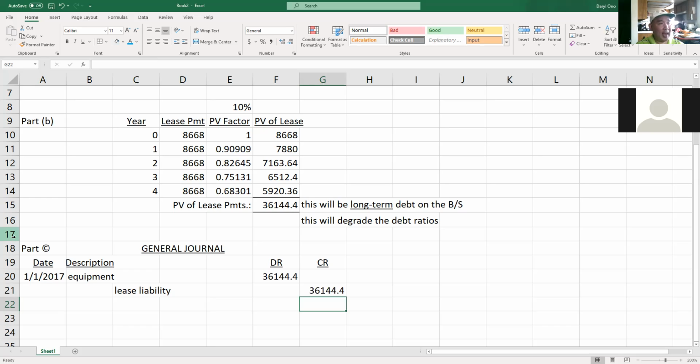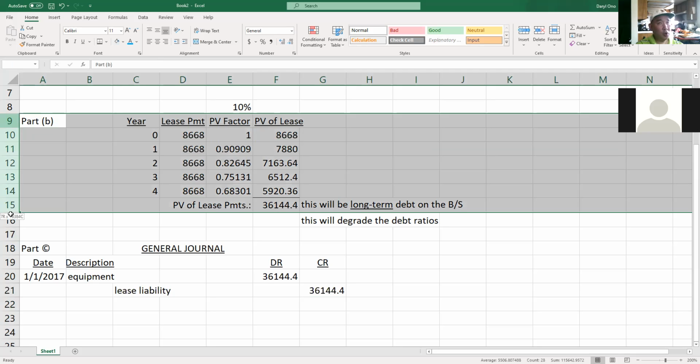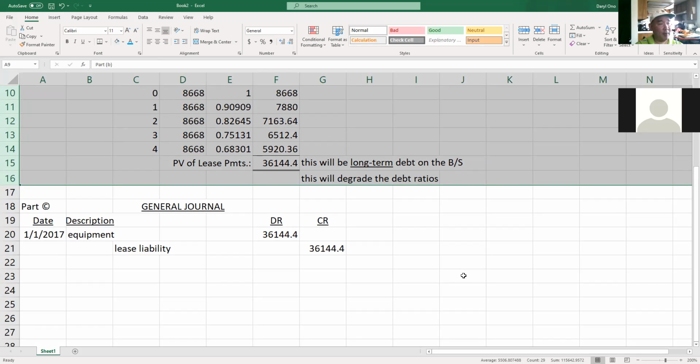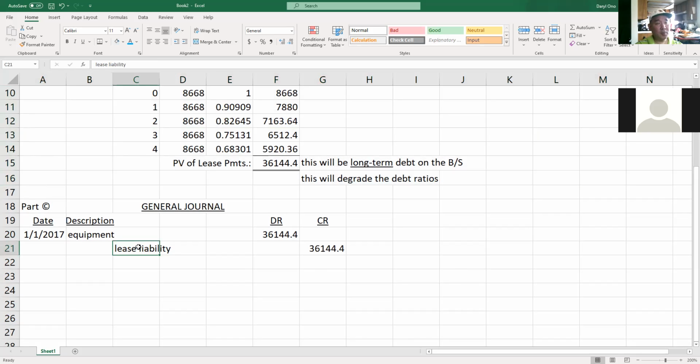Right? So we had to do all of this to do Part C. Okay? That's unavoidable. All right? So you got the equipment. Basically, you're paying with a liability. Let's put a note down here.